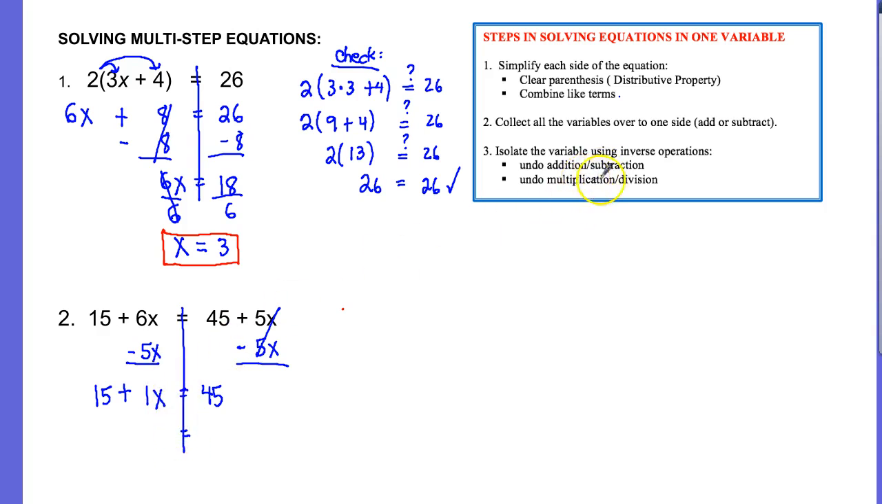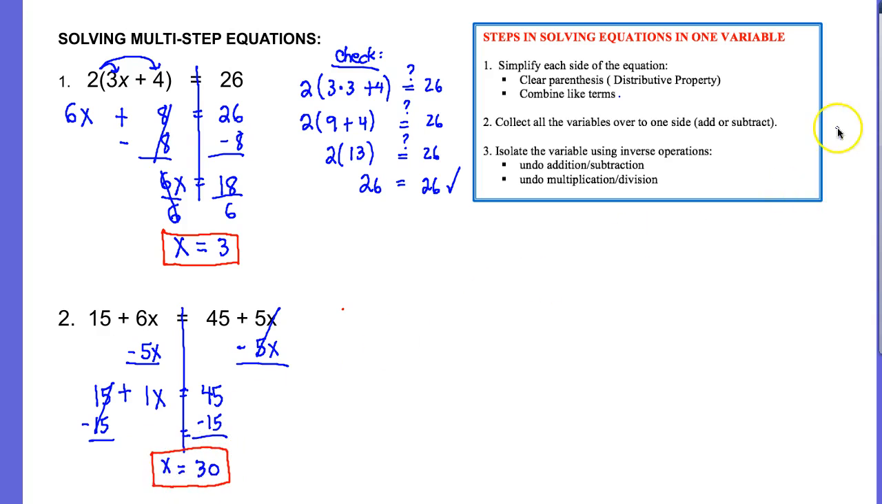So now you will undo. This is 15 plus 1x. So first you undo that 15. How will you get rid of that 15? You subtract 15 from both sides. So 15 minus 15, that's gone. So this is just 1x or just x is equal to 45 minus 15 is 30. So x equals 30.